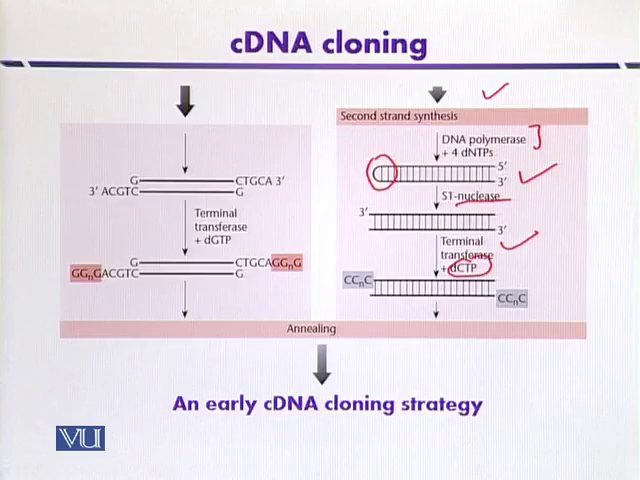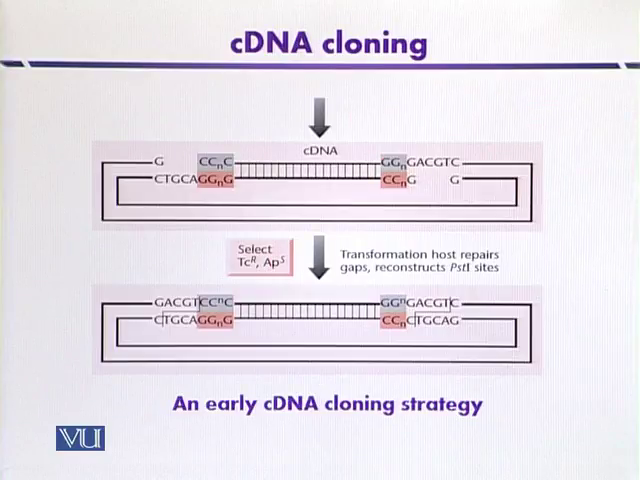Here the cytosine residues are added at one end, and on the other hand the vector is also digested with PstI and treated with terminal transferase in the presence of guanine residues, which are complementary to cytosine. So here guanine residues are added to the vector DNA in comparison with the cytosine residues of the cDNA. And in the next step, the cDNA is ligated with the vector DNA. So this is the portion of cDNA that is ligated with the vector DNA.